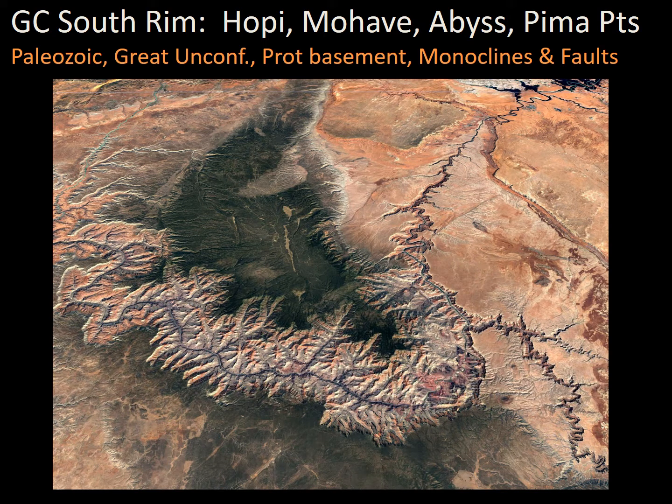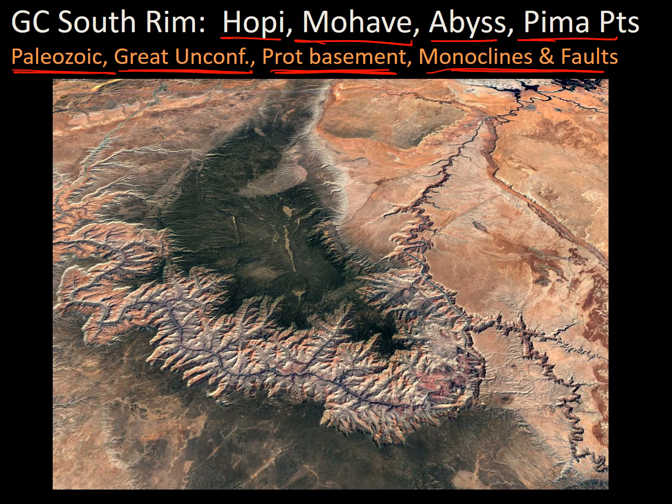Okay, here we are on the last stop on the Grand Canyon South Rim field trip, where I have inadvertently saved the very best for last. We're going to get some excellent looks at the Proterozoic basement rocks all the way down to the river, the overlying Great Unconformity, and the Paleozoic sequence on top, and some recent geologic history of folded and faulted rocks. So we're going to stop at Hopi, Mohave, Abyss, and Pima viewpoints.